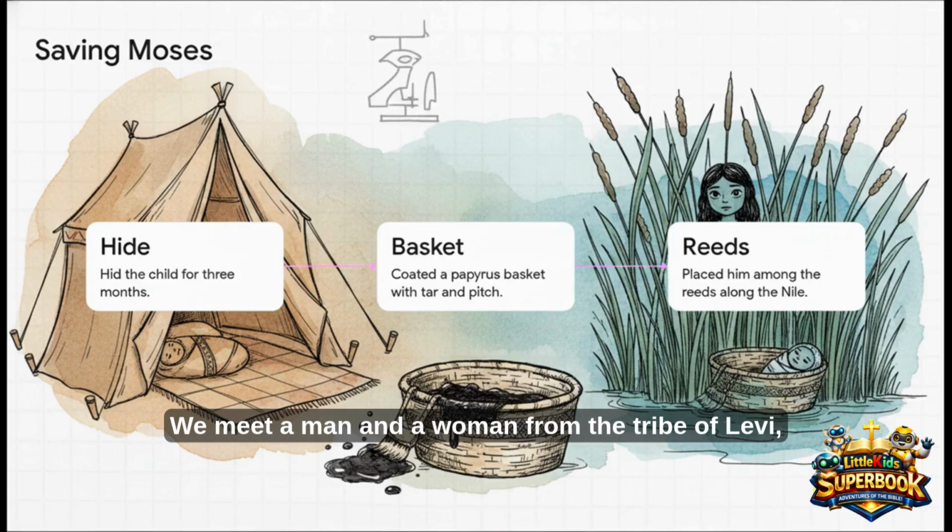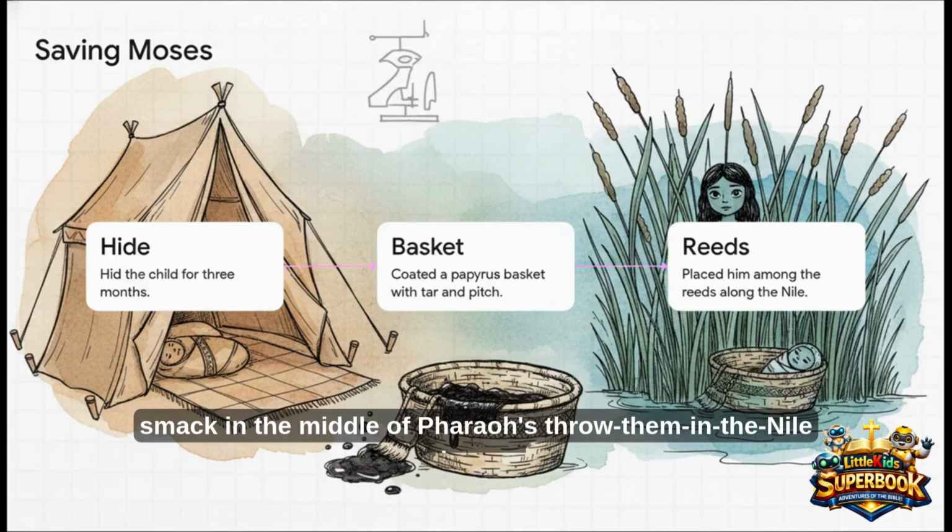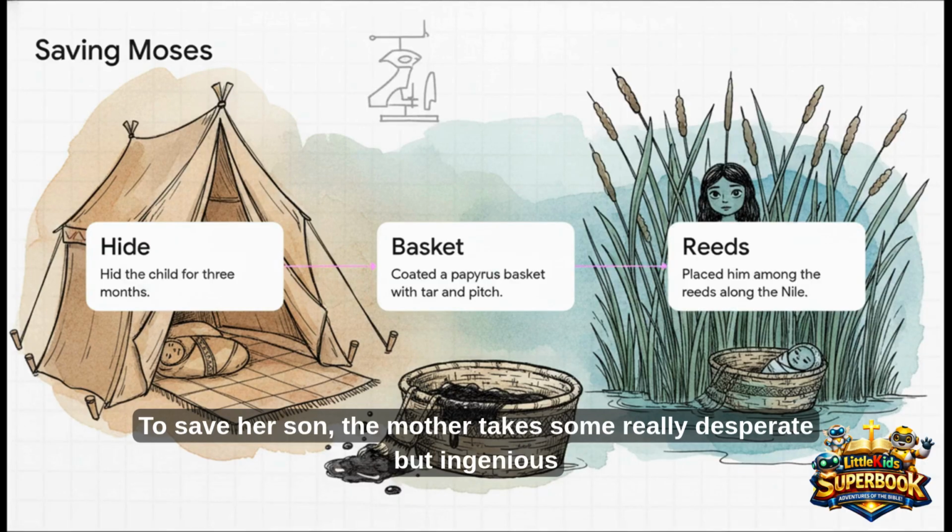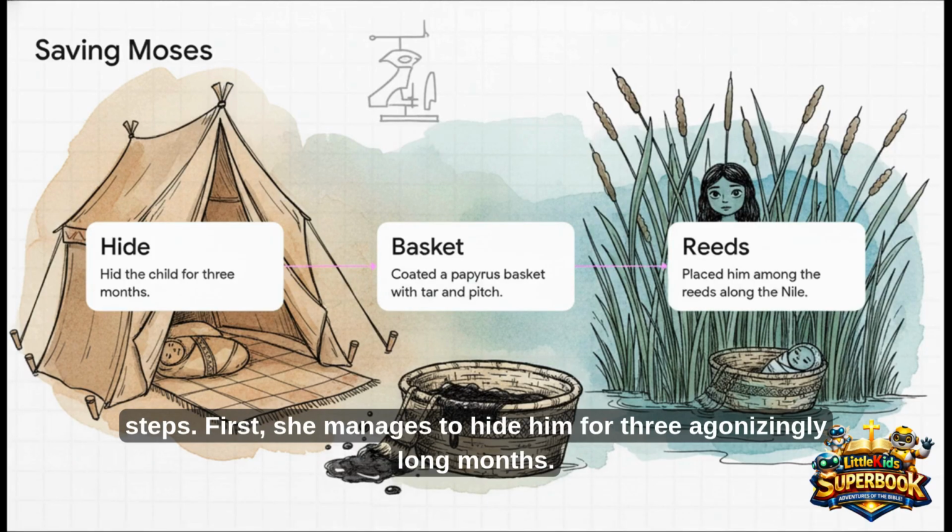Zooming in on the micro level of all this survival, we meet a man and a woman from the tribe of Levi, and they happen to have a baby boy right smack in the middle of Pharaoh's throw-them-in-the-Nile decree. To save her son, the mother takes some really desperate but ingenious steps. First, she manages to hide him for 3 agonizingly long months.